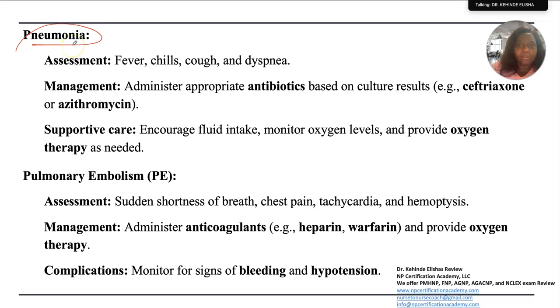Now, what about pneumonia? Assessment: you want to see, do they have fever? Do they have chills? First of all, what is the pathophysiology of pneumonia? We did pathophysiology yesterday, right? With pneumonia, we know it's caused by bacteria, right? So they're going to have fever, chills, cough, dyspnea. Management: you want to administer appropriate antibiotics based on culture results, like ceftriaxone, azithromycin.